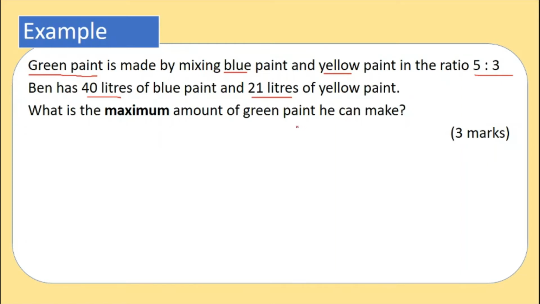To do this, first, take our ratio. Blue to yellow is 5 to 3. And what we'll do first of all is say, well, what happens if I use all 40 litres of blue paint? Well, it'd give me 40 to something.